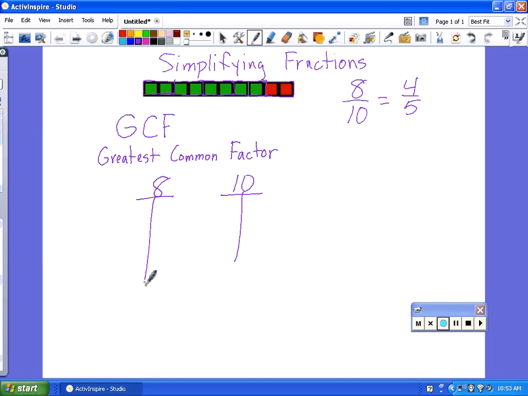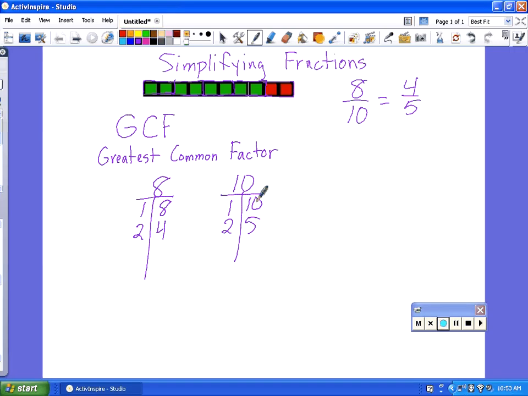So what are the factors of 8? 1. Haley? Okay, 2 and 4. Kelsey? Yeah, and 8 goes with 1. So we've got 1 and 8 and 2 and 4. Can anybody tell me all the factors of 10? All the factors of 10. Jenna? 2 and 5. 1 and 10. Any others?